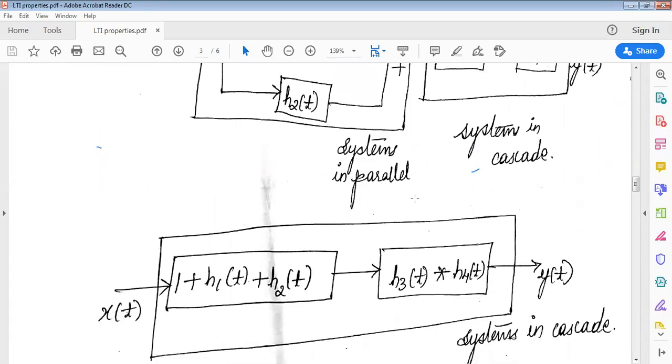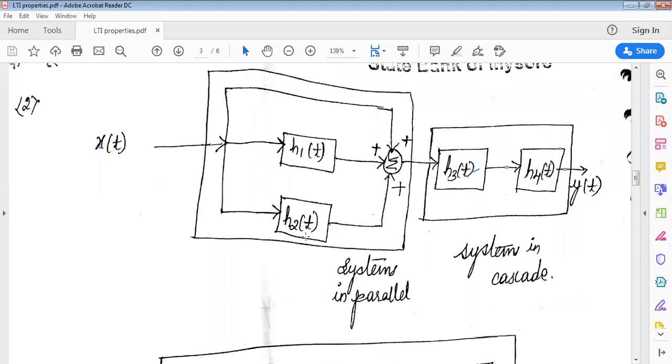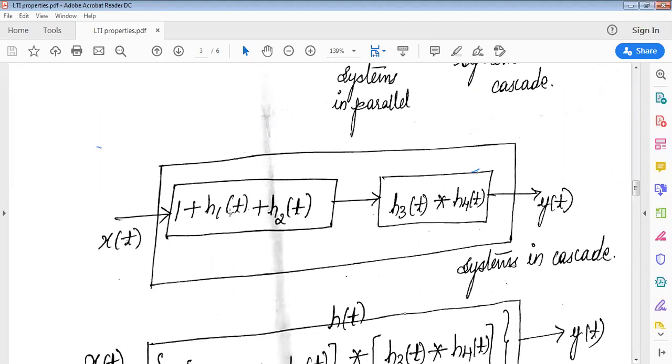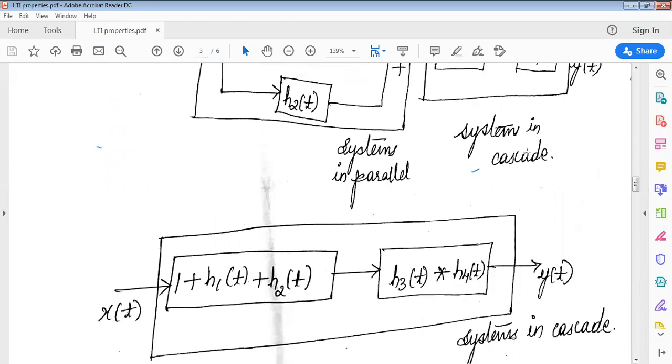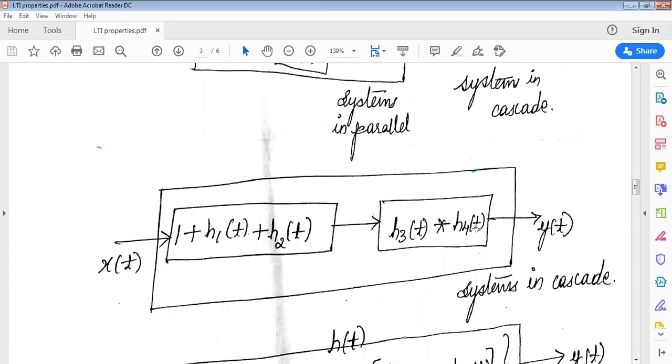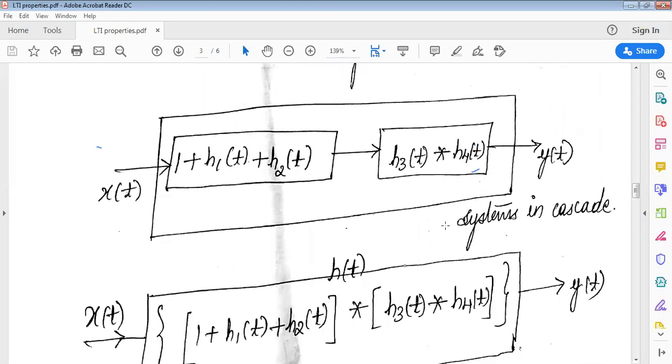The first one becomes 1 plus h1 of t plus h2 of t. And this simplification is the convolution of h3 of t and h4 of t. After this simplification, you can see how this results in two more systems. This is one system with the impulse response 1 plus h1 of t plus h2 of t. And this is another system with impulse response h3 of t convolved with h4 of t. So you can say that these two systems are once again connected in cascade.